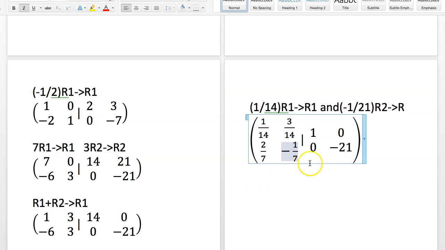0 stays 0. Now, negative 21 becomes positive 1. That was the whole point. I want 1s here, 0s here. Okay, now for the moment of truth and humility. Is this right? Did I make any arithmetic mistakes? The procedure's correct, I'm going to tell you right now. It's just a matter of whether I made any arithmetic mistakes along the way.